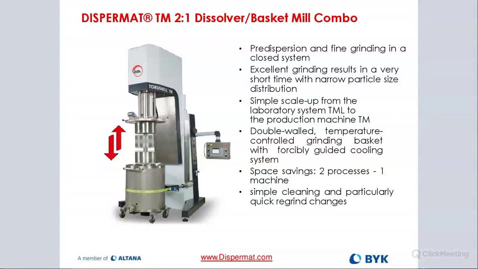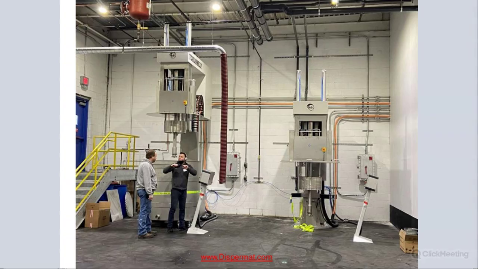Now, the only downside, if I have to say, on the Dispermat TM would be that you can't really easily remove the basket. So if you have one high mover and you have one product that, let's say you're doing a white or some unique product that you're doing a lot of and you'd never change it, and you want to dedicate one machine to that particular product, then this is your answer.